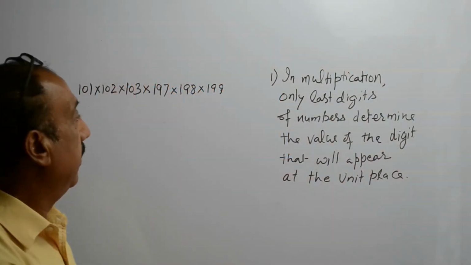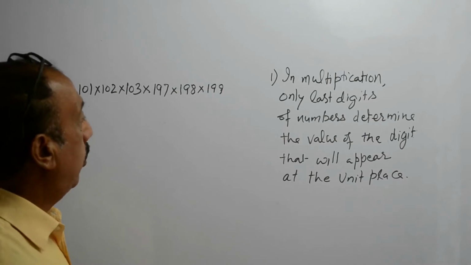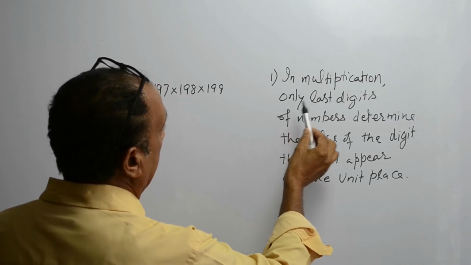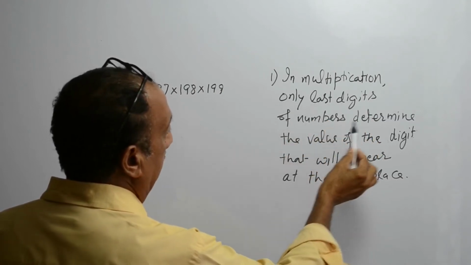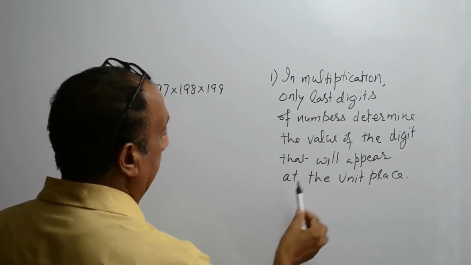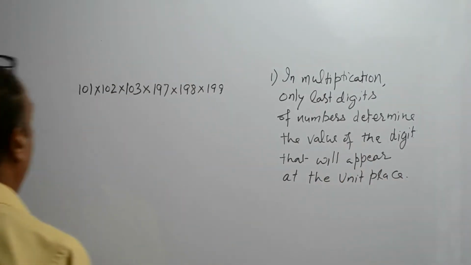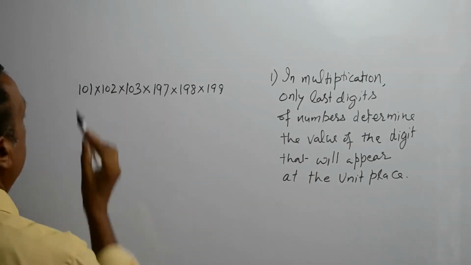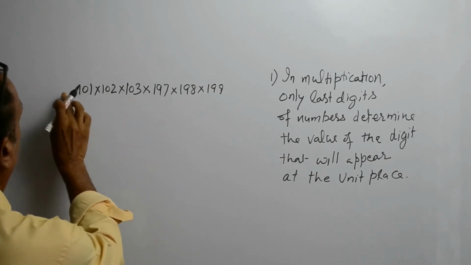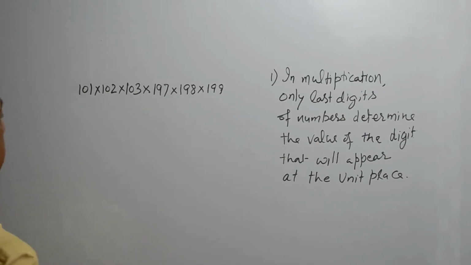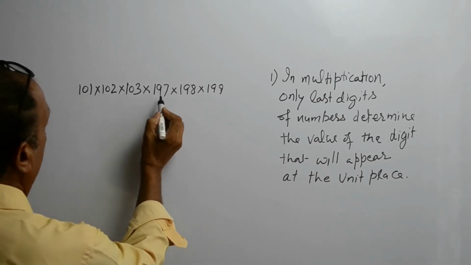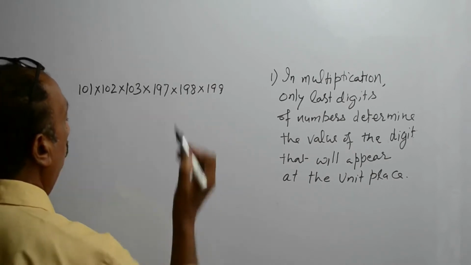The first thing which we need to keep in mind is that in multiplication, only last digits of numbers determine the value of the digit that will appear at the unit place. For example, we want to multiply all these numbers and we want to find out what will be the last digit of the result of this multiplication. So 101 multiplied by 102, 103, 197, 198 and 199.